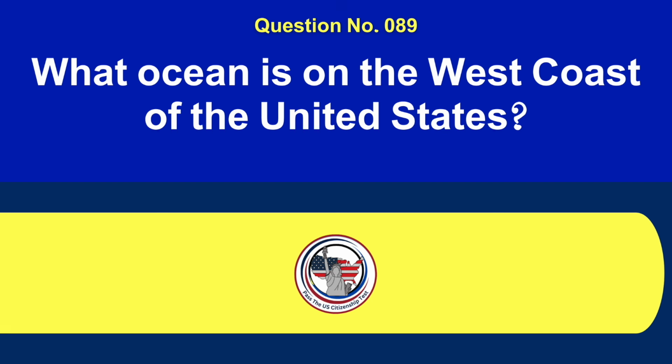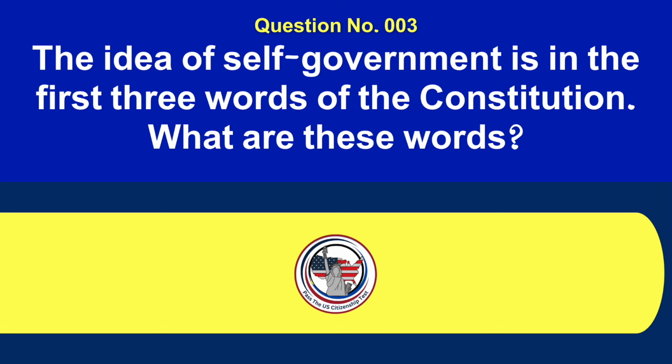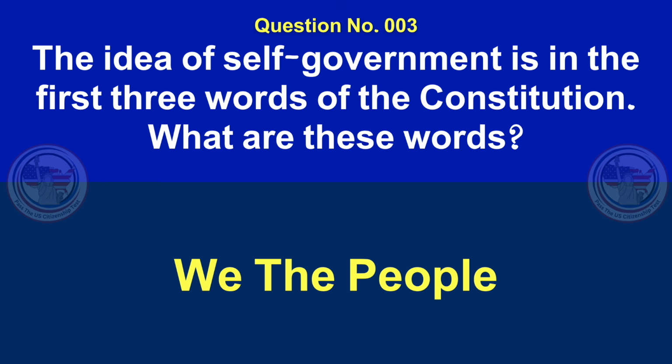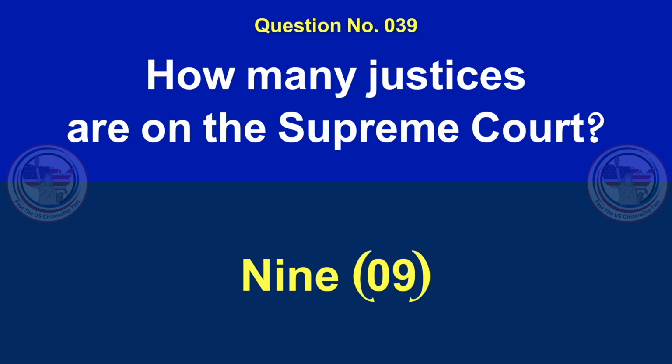What ocean is on the west coast of the United States? Pacific Ocean. The idea of self-government is in the first 3 words of the Constitution. What are these words? We the people. How many justices are on the Supreme Court? 9.